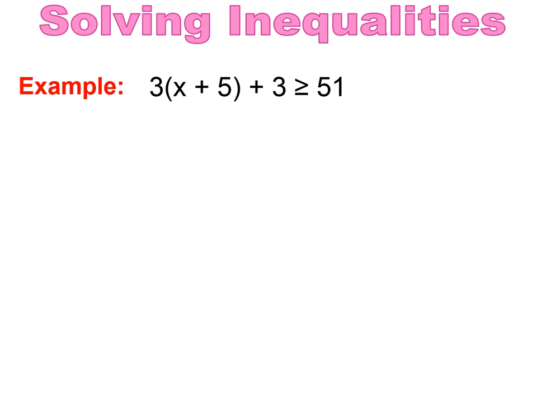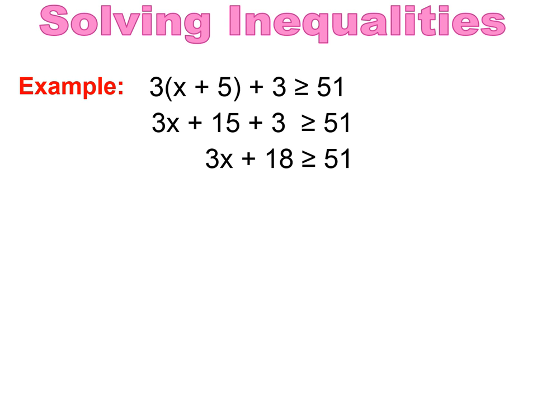We have the distributive property, so the first step we're going to take is take that number and multiply it to everything inside. Always double check your arithmetic. 3 times x is 3x, 3 times 5 is 15. Everything else just comes down. So I have the plus 3 is greater than or equal to 51. Now I want to combine like terms, and my like terms here are those constants. Plus 15 plus 3 will become plus 18.